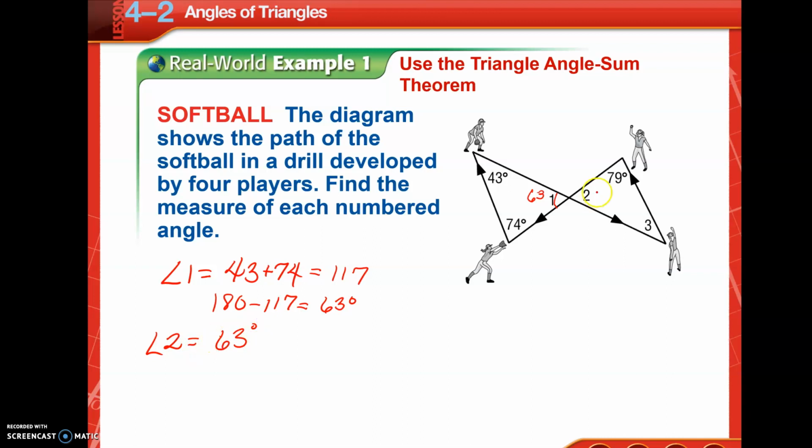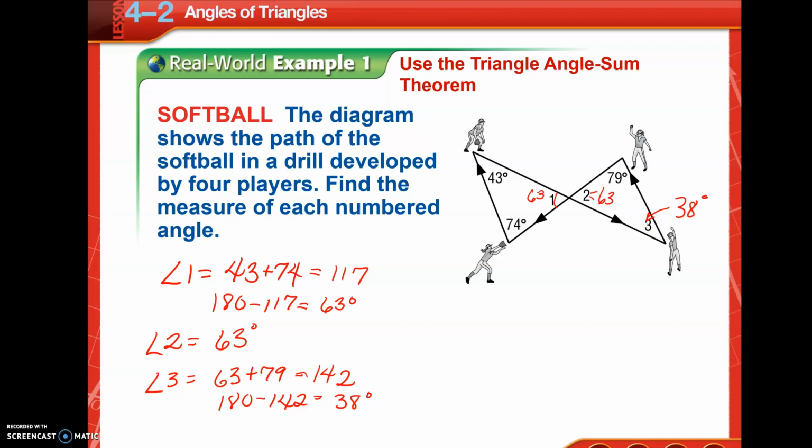And so now I have 63, 79, 63, and 3 all have to add up to be 180, so I can find 3 by taking 63 plus 79, which is 142, and then 180 minus 142 equals 38. So angle 3 here would be 38 degrees.